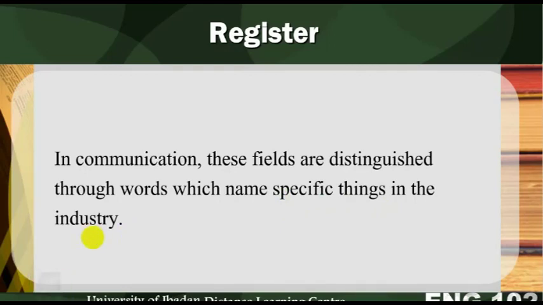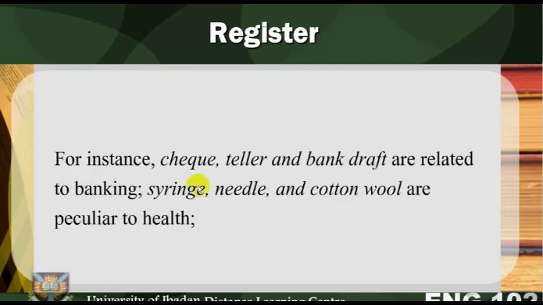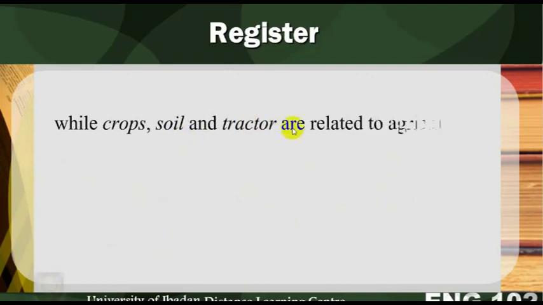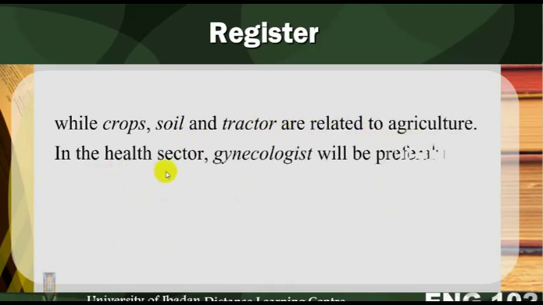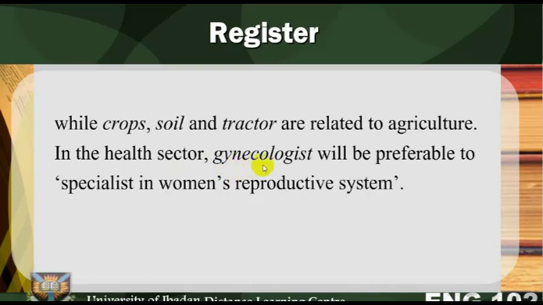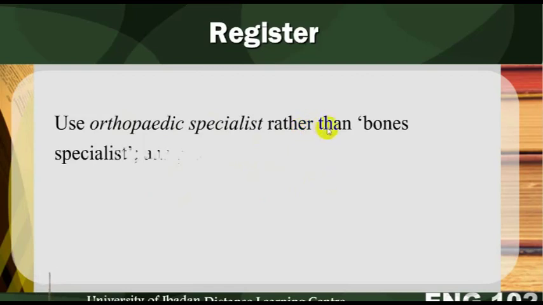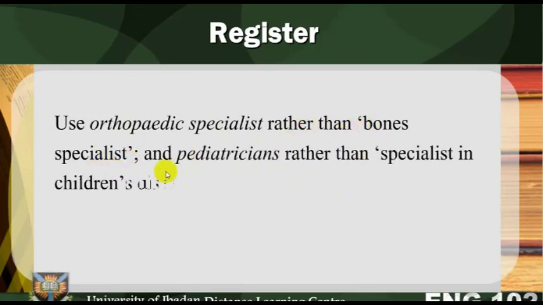For instance, check, teller, and bank draft are related to banking. Syringe, needle, and cotton wool are peculiar to health, while crops, soil, and tractor are related to agriculture. In the health sector, gynecologist will be preferable to specialist in women's reproductive system. Use orthopedic specialist rather than bone specialist, and pediatrician rather than specialist in children's disease.